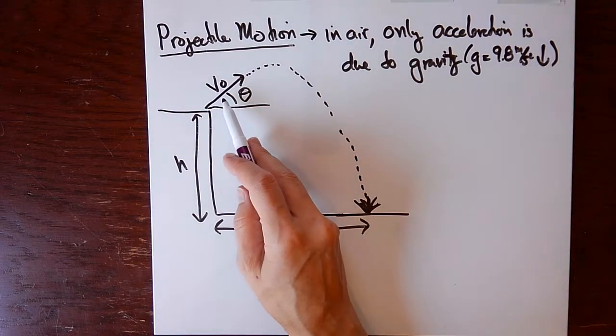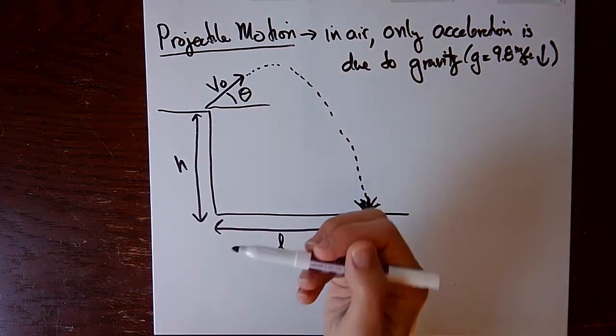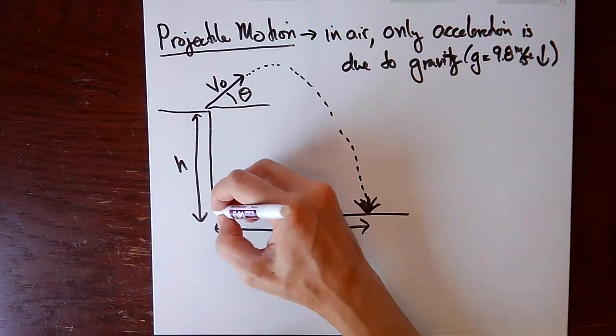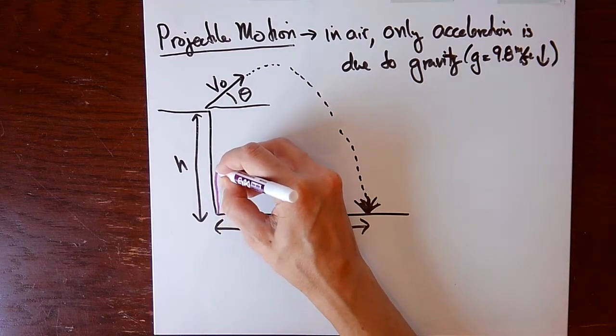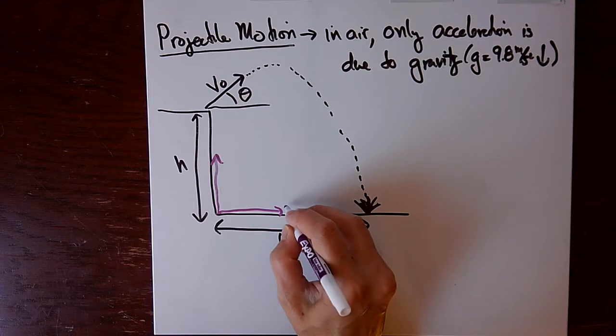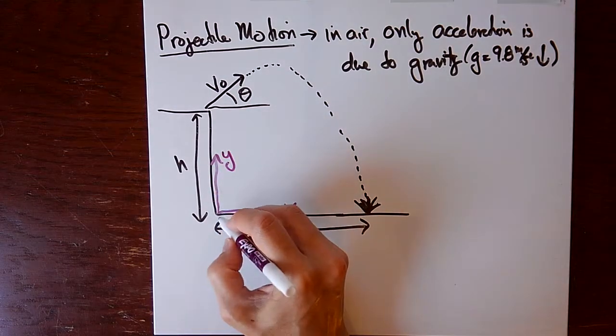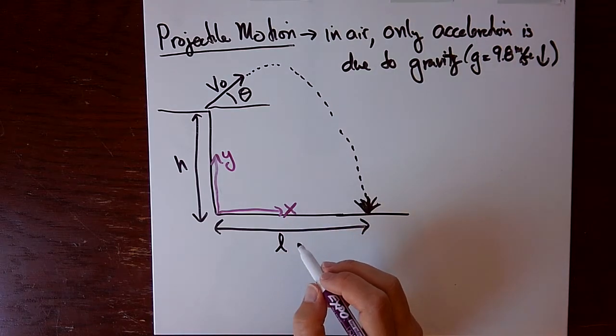So despite the fact that my initial velocity isn't horizontal or vertical, it's got components of both, I'm going to go with these two and choose an axis system which is horizontal and vertical. And I'm going to call the horizontal bit x, and I'm going to call the vertical bit y, and say up and to the right are the positive directions.